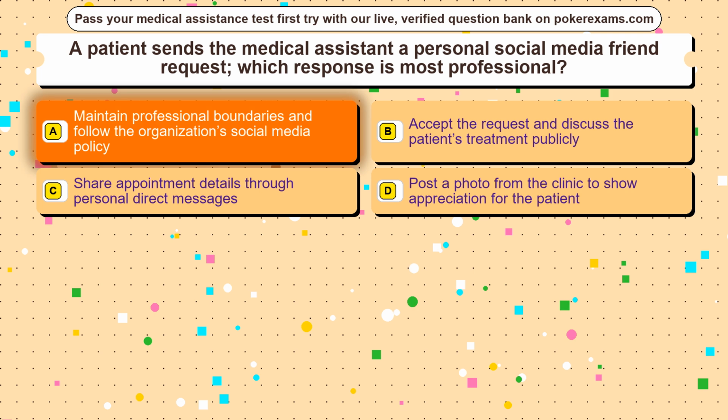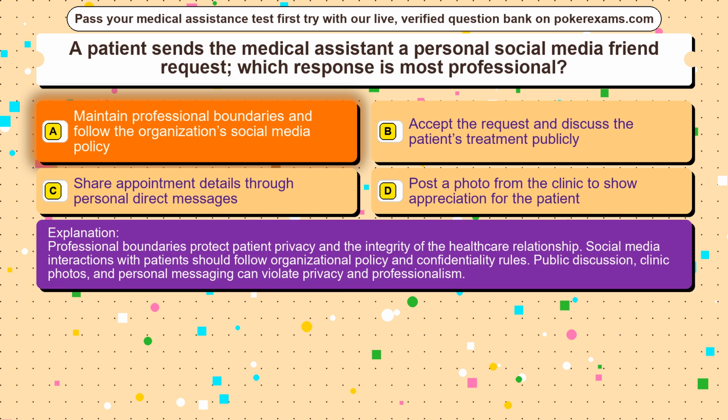The correct answer is option A. Maintain professional boundaries and follow the organization's social media policy. Professional boundaries protect patient privacy and the integrity of the healthcare relationship.